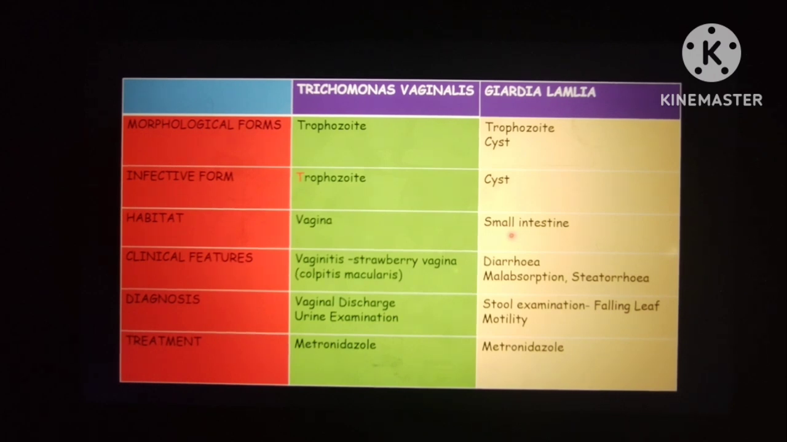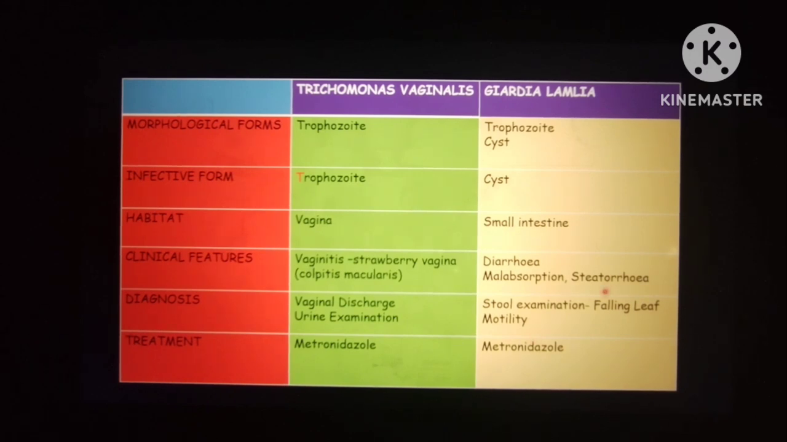Coming to clinical features, Trichomonas usually presents with a foul smelling vaginal discharge, and there is a peculiar term, strawberry vagina, that is colpitis macularis. Giardia lamblia presents with diarrhea, malabsorption and steatorrhea. Remember another point: if they give a history of steatorrhea or malabsorption and the options are related to parasitology, the most common organism is Giardia lamblia.